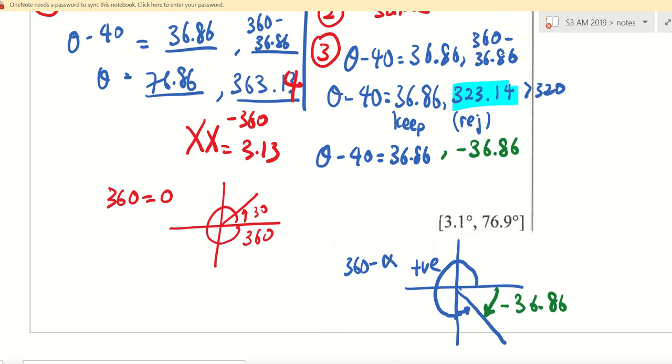So then can you write down theta equals to 36.86 plus 40, minus 36.86 plus 40. Then round off to one decimal place, you get the final answer.